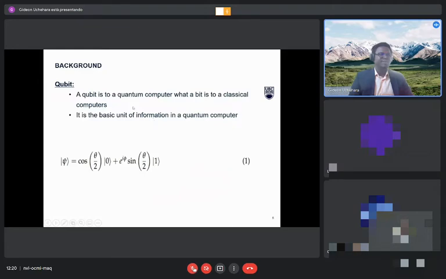A qubit is the fundamental or basic unit of information in a quantum computer, and it is to a quantum computer what a classical bit is to a classical computer. The general representation for a qubit is given by this equation, equation number 1: psi is equal to cos theta over 2 times the state 0, plus e to the i phi, the phase, times sine theta over 2 times the state 1. So this is basically a superposition of states.